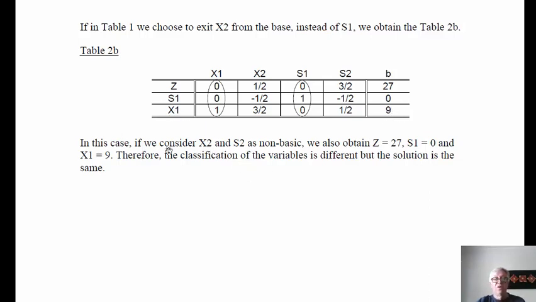So we need to understand why this happens. Why do we have fewer variables greater than 0 than the number of restrictions? To understand this in detail, we need to look at the graphical solution of this problem. So this is what I'm going to show next.